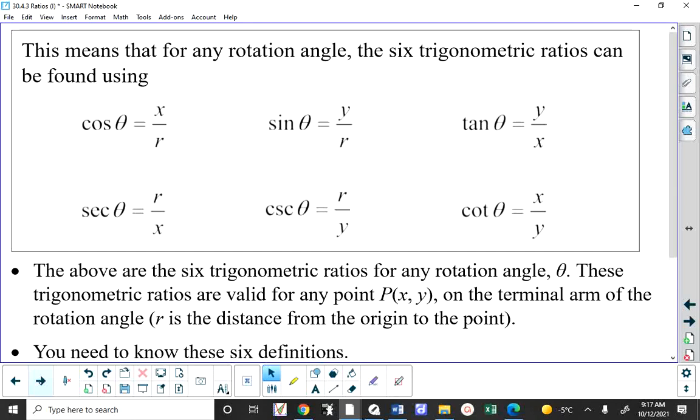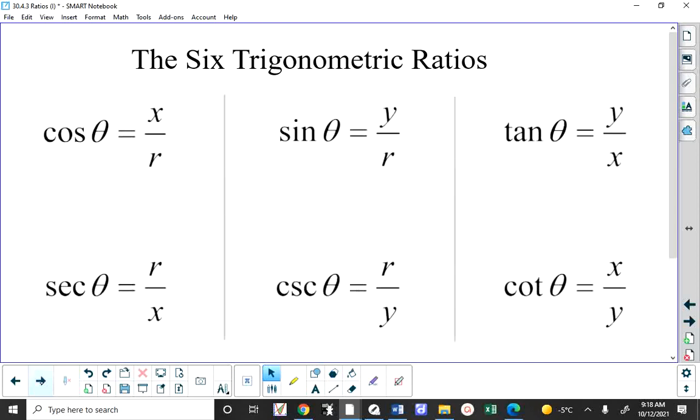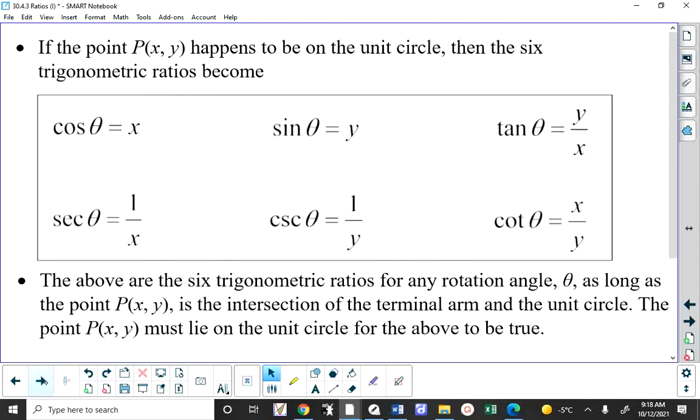What if the point was on the unit circle? Think about that for a second. If the point that's on the terminal arm that we're using to find any of these ratios is on the unit circle, then r is 1, right? This is true for any rotation angle intersecting any circle. But if it's on the unit circle, these things become the following.